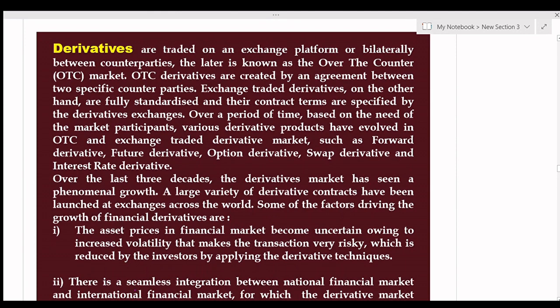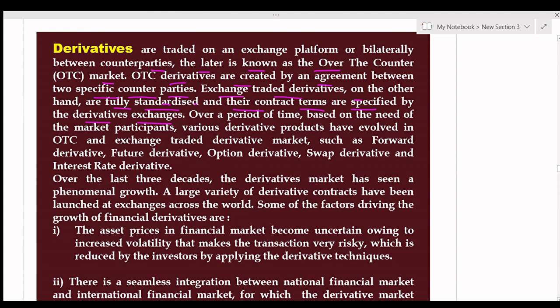Derivatives are traded on an exchange platform or bilaterally between counterparties. The latter is known as the over-the-counter, OTC, market. I have already given an idea on OTC. Now I explain it. OTC derivatives are created by an agreement between two specific counterparties. Exchange traded derivatives, on the other hand, are fully standardized and their contract terms are specified by the derivative exchanges.